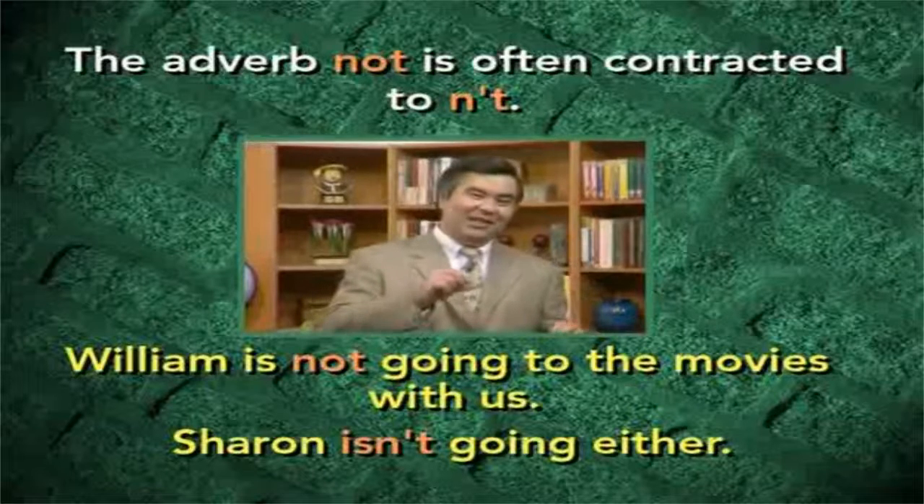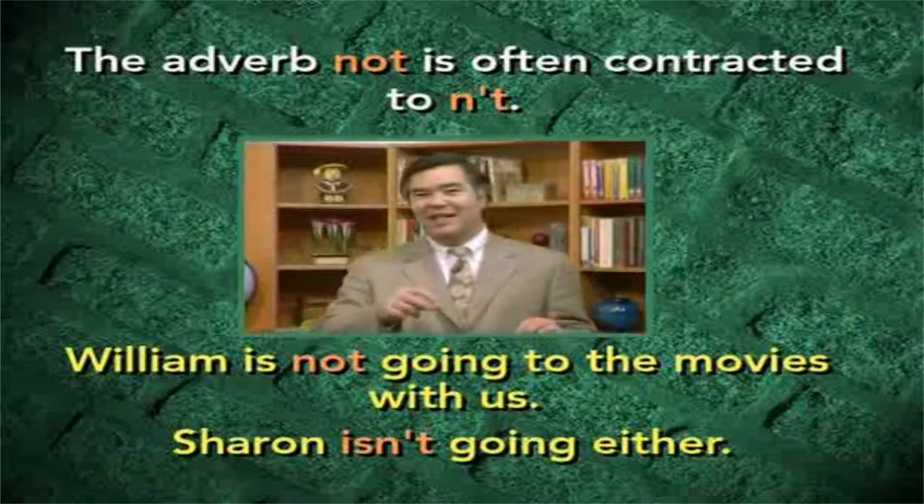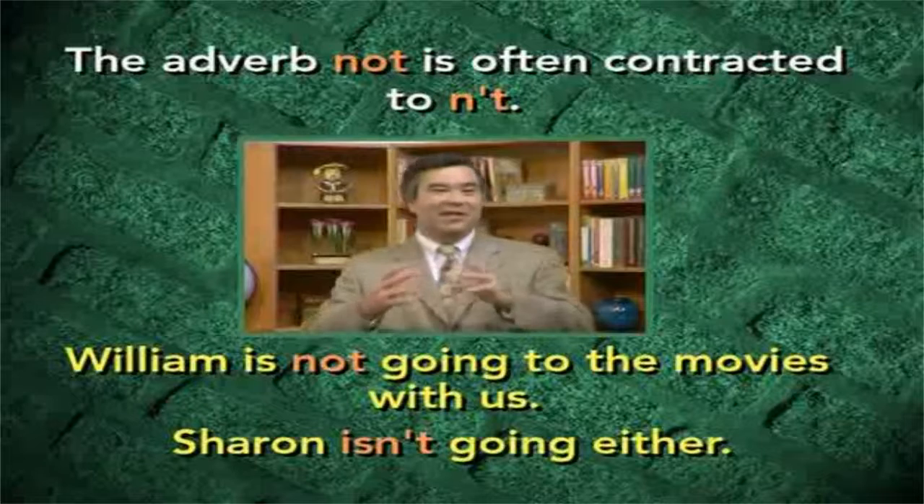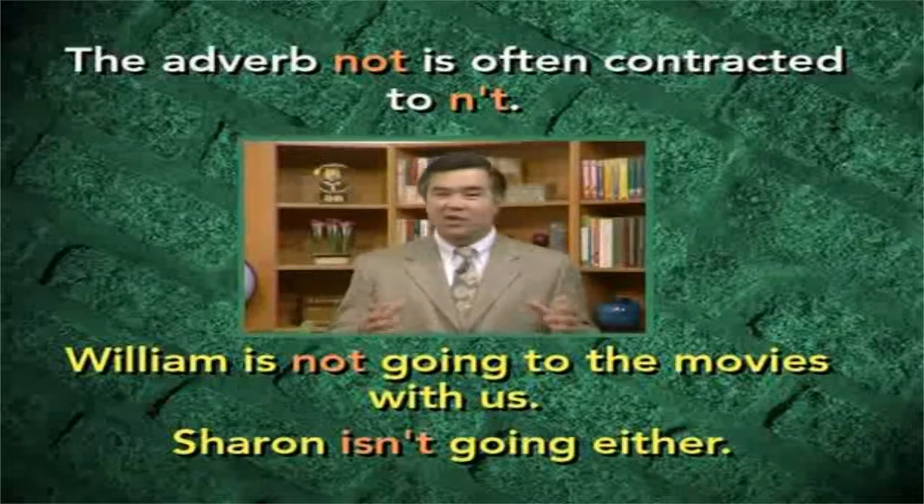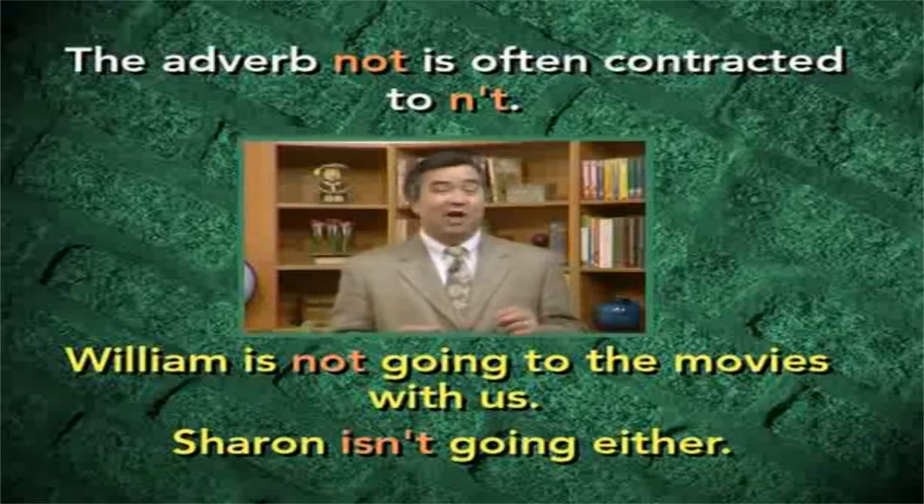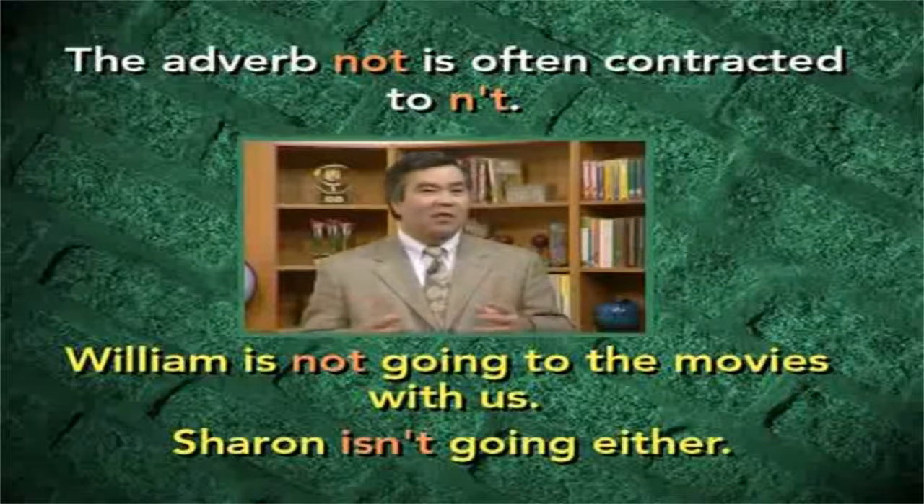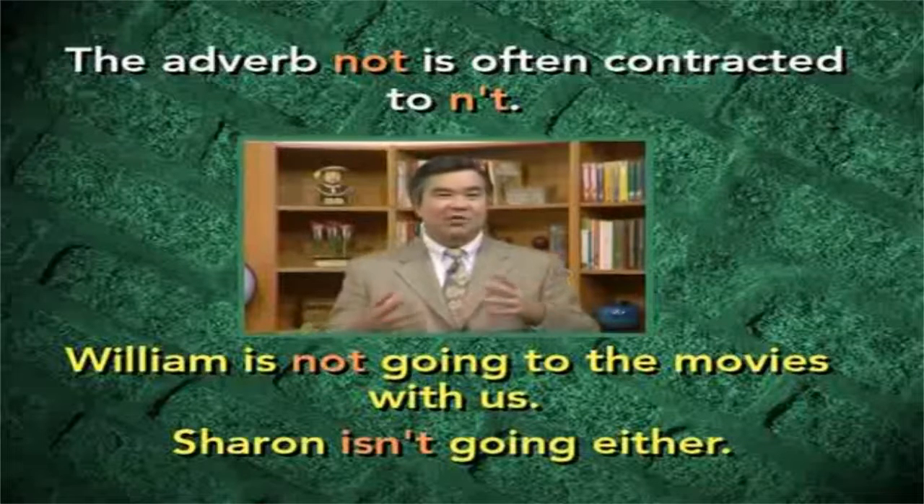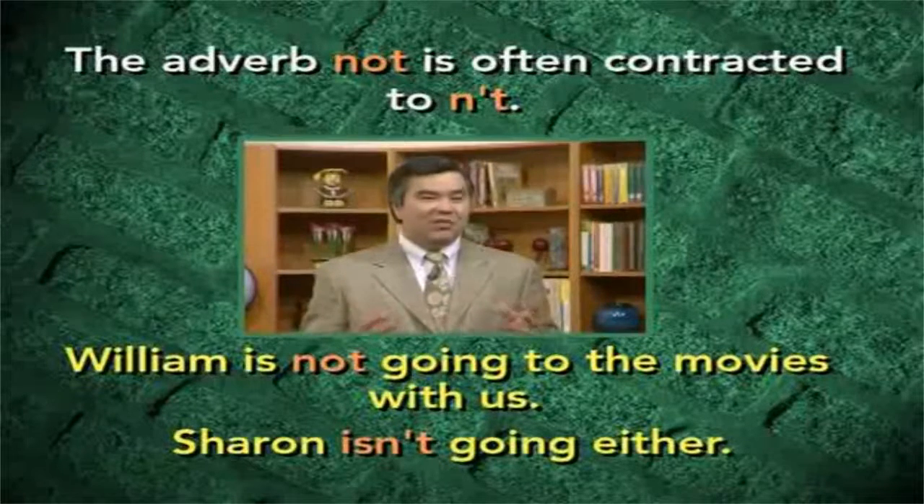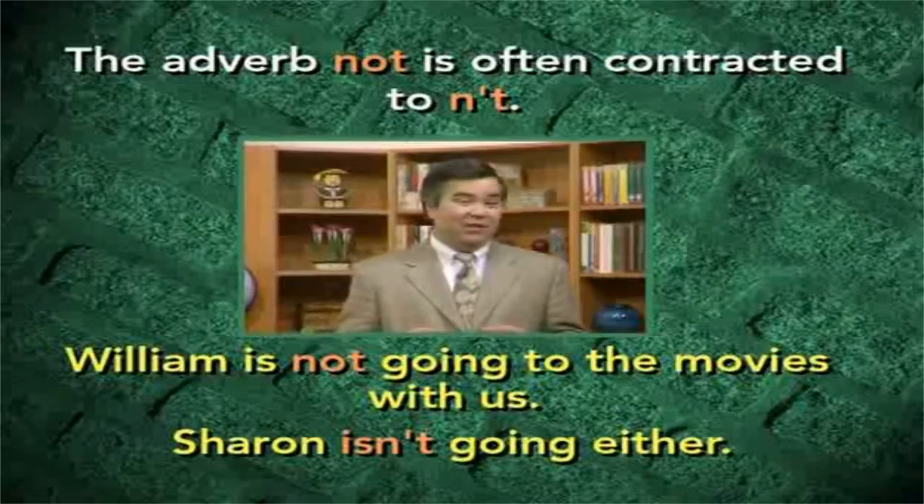And not, the contraction n apostrophe t, has been stuck in the middle to negate the meaning. This sentence could have read, Sharon is not going either. But most often, for ease of reading, we would contract not to n apostrophe t and turn it into Sharon isn't going either.